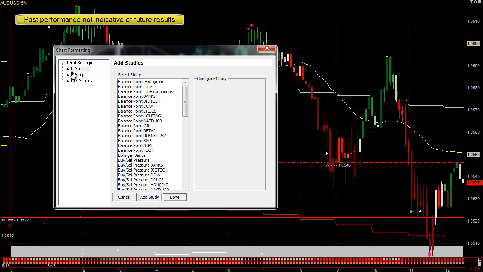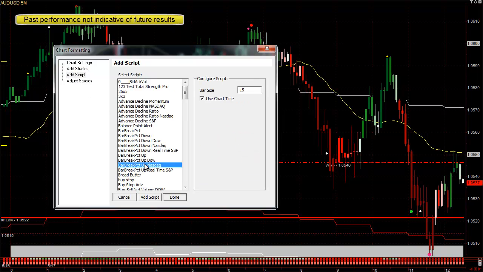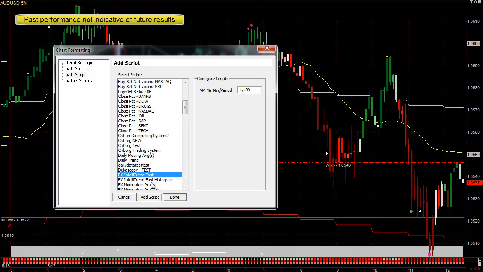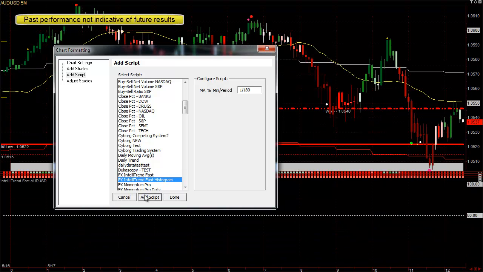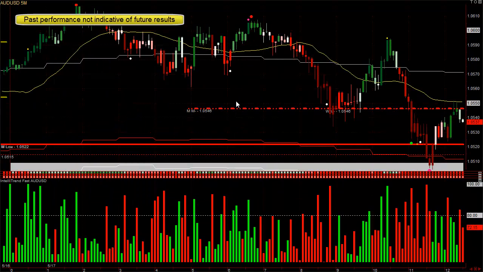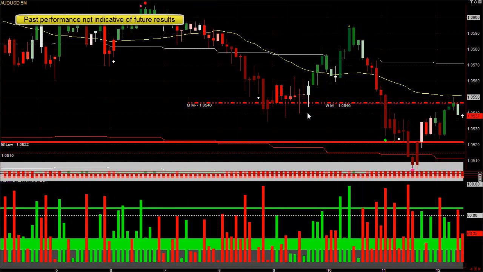You want to add the FX IntelliTrend Fast. I'm going to add these to my sample charts so I don't have to do this every day. I don't trade on this work machine, so I don't update the charts as often.